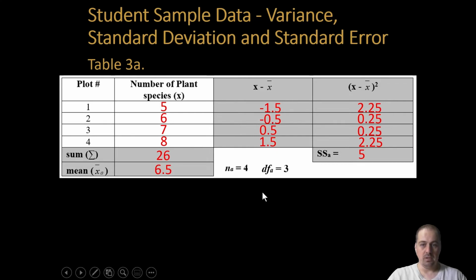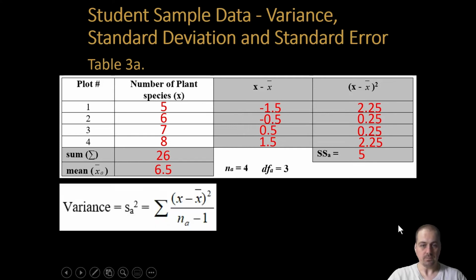Degrees of freedom is another variable. It's simply the population size, n minus 1, so in this case 3. To calculate the variance, this equation looks scary, but you have most of it done. The numerator represents the sum of squares, so it's just this value here. The denominator is your degrees of freedom, or your n minus 1, which is 3. So 5 divided by 3 gives you 1.67.